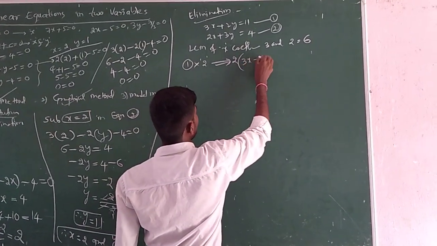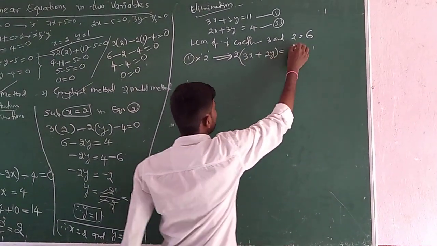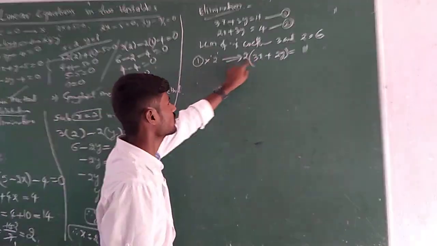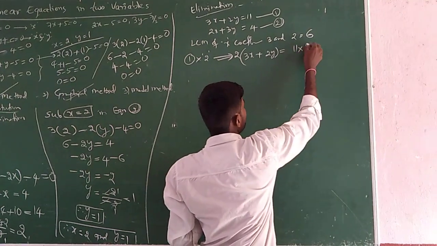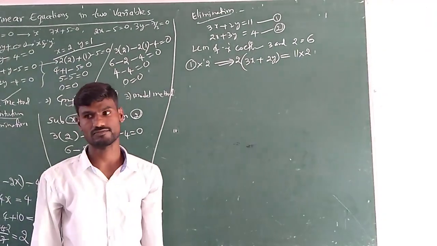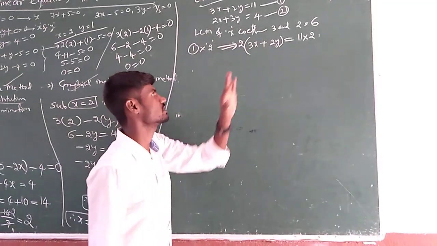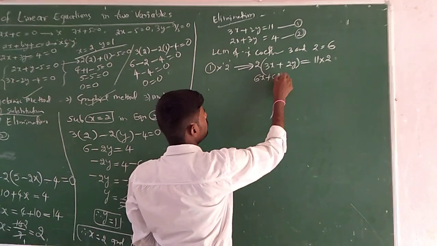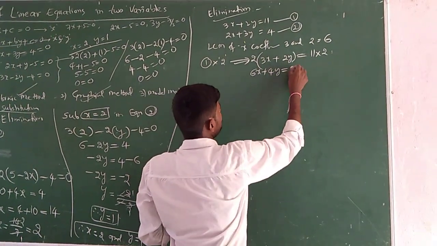2 of 3x plus 2y equals 11. Multiply both sides, then only that equation will be balanced. Otherwise it is not a balanced one. That is the meaning and an important step. Don't forget. Next, 2 3s are 6x, 2 2s are 4y. Next 11 2s are 22.